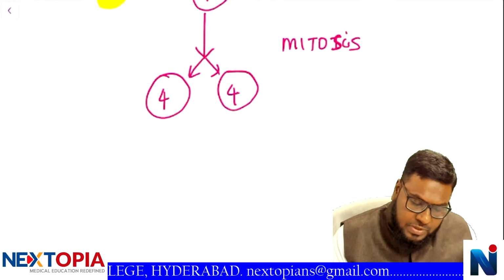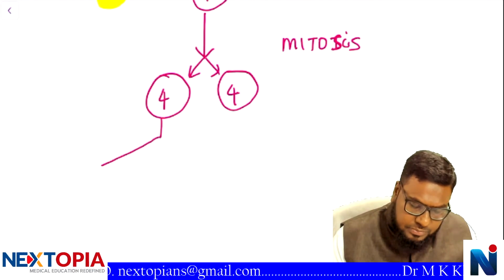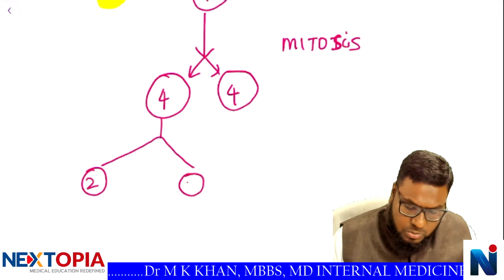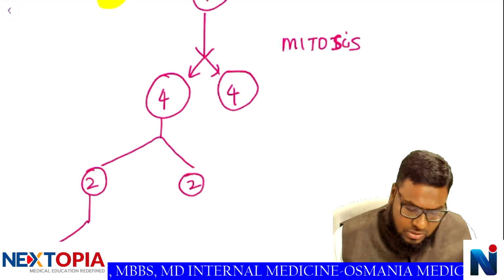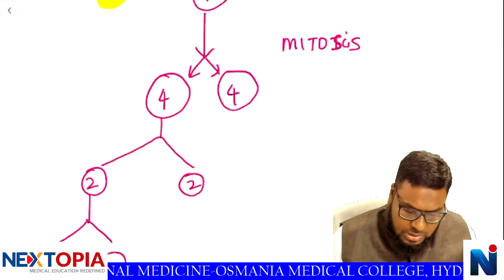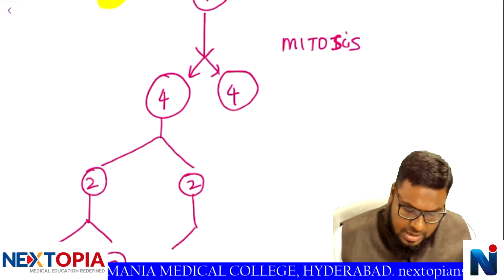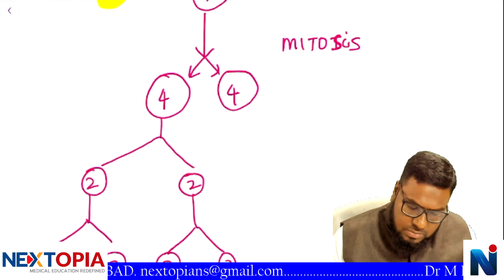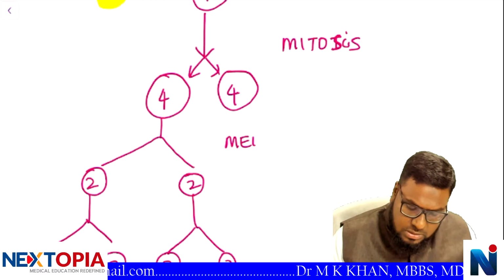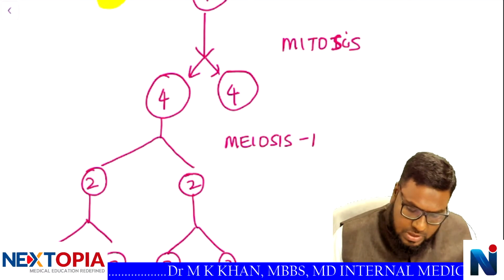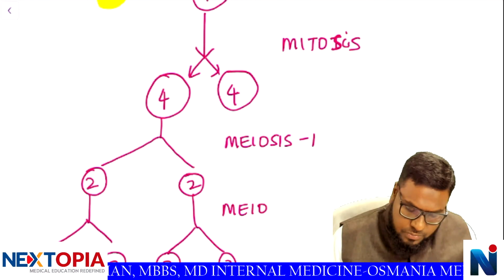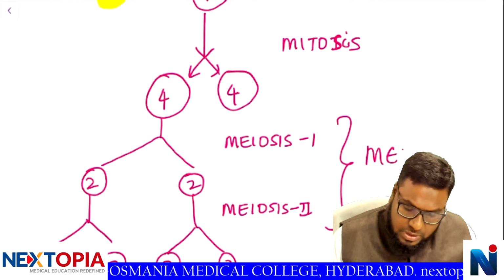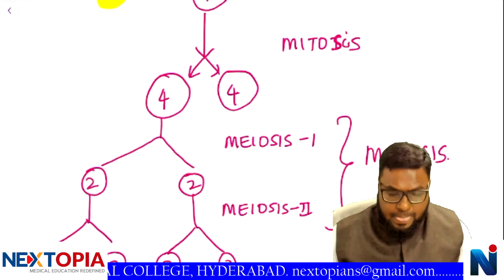Then in meiosis, what happens is 2 daughter cells are formed with half the chromosomes. Each of these daughter cells undergoes division to form 2 more daughter cells, and this is meiosis. So this is meiosis 1 and this is meiosis 2. Combined together we call it meiosis.